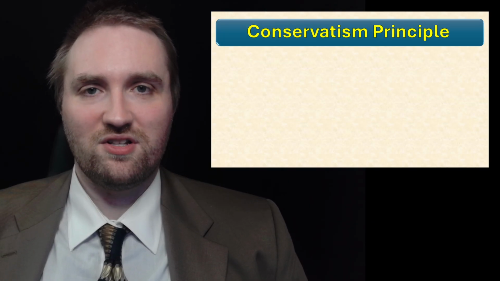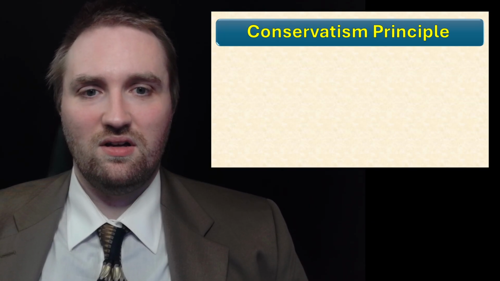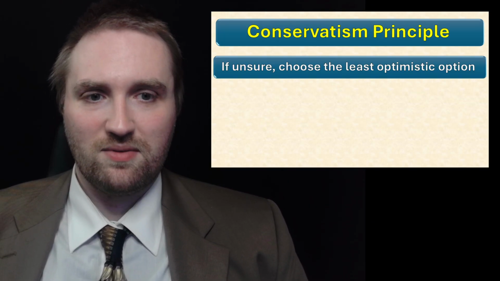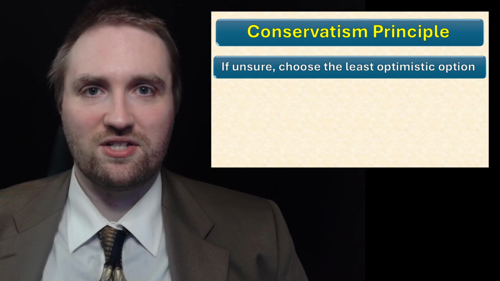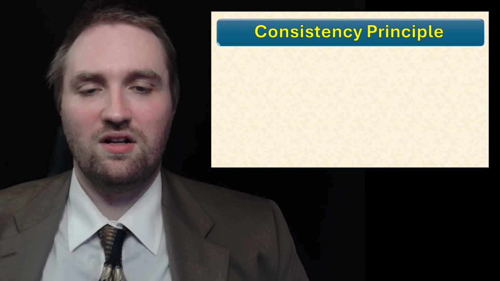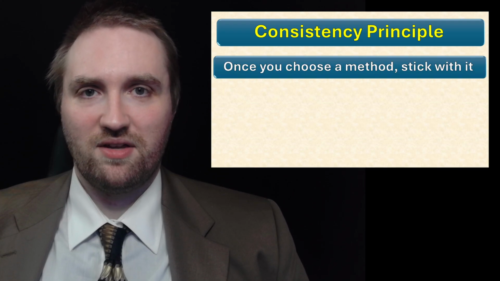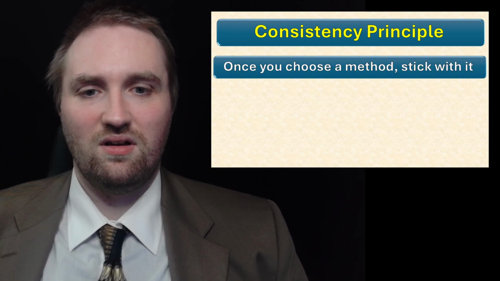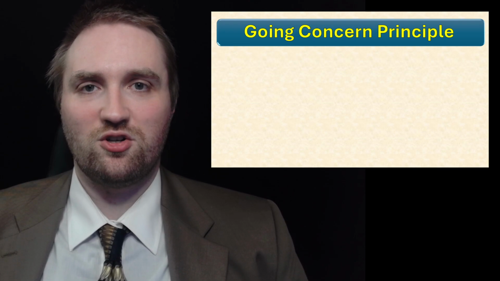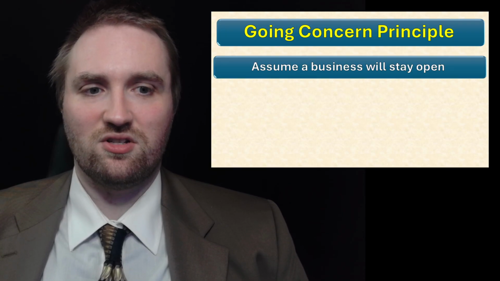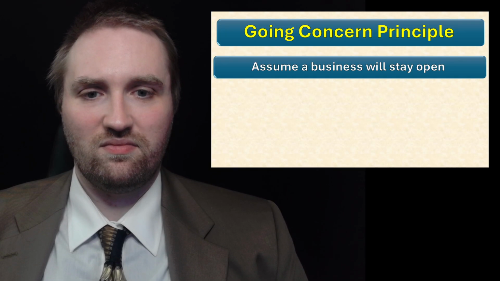Number 5. What is the conservatism principle? If you're not sure, choose the least optimistic option, or err on the side of caution. Number 6. What is the consistency principle? Once you choose a method, stick with it. Number 7. What is the going concern principle? Assume a business will stay open unless there's significant evidence otherwise.